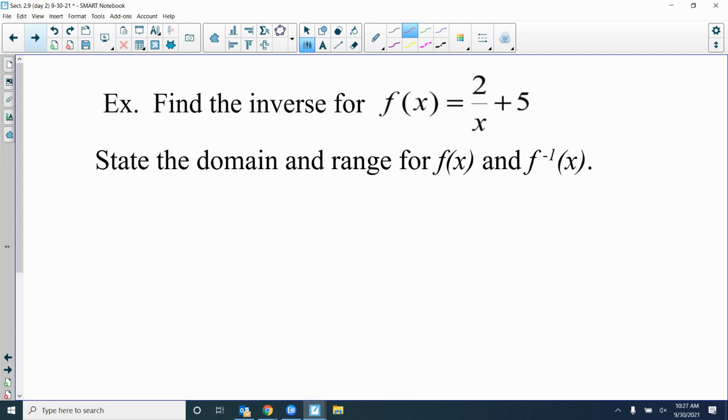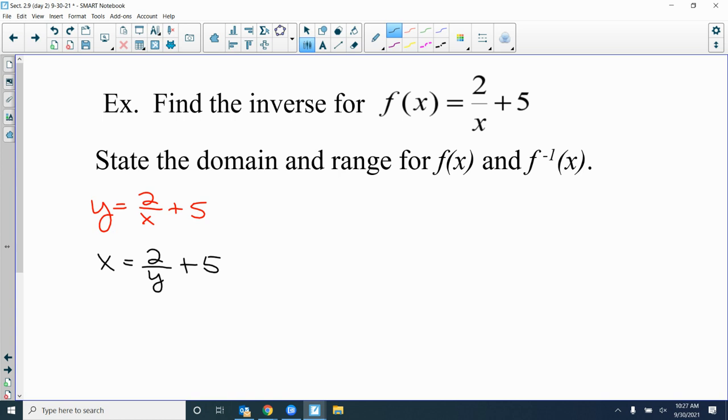All right, so let's go through the process. I'm going to write this as y equals 2 over x plus 5 to begin with. Everywhere there's an x now, I'm going to take it out and put in a y. And everywhere there's a y, I'm going to put in an x. I don't know if I worded that correctly. All right, so it's going to look like this. x equals 2 over y plus 5. Solve for y.